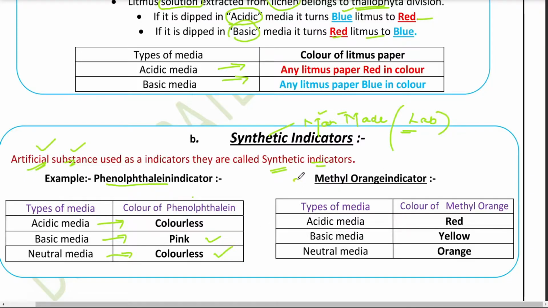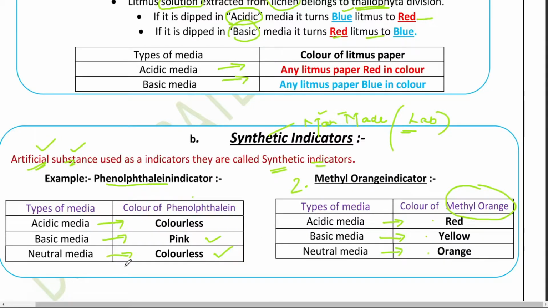Now let's move on to the methyl orange indicator, which is the second most common type of synthetic indicator. So here, the name itself says it is methyl orange, right? Whenever an acidic media comes in contact with the methyl orange indicator, the color changes to red. In the basic media, the color changes to yellow, and in the neutral media, the color changes to orange. Okay, so here it is red, yellow, orange, and here it is colorless, pink, and colorless.